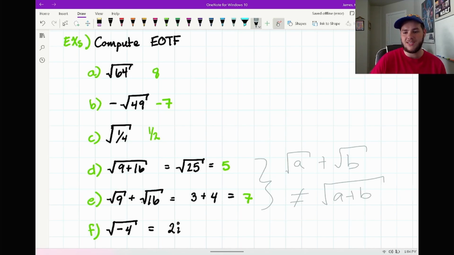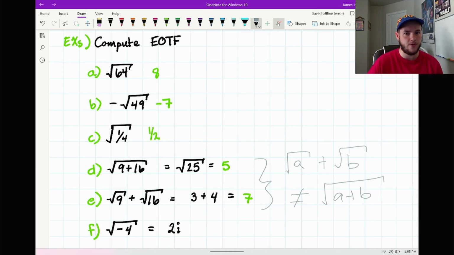Notice in part D, I have that bottom expression, the square root of A plus B. And I didn't get the same thing as if I had broken up the radical over addition. I'm going to put that in more concrete writing in one of the future videos. But for now, this is a good little counterexample.